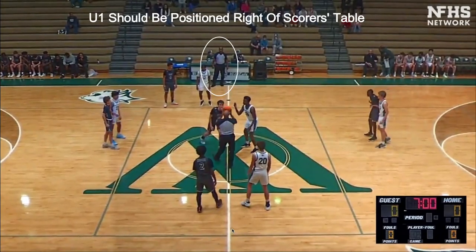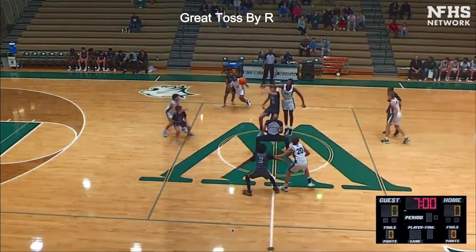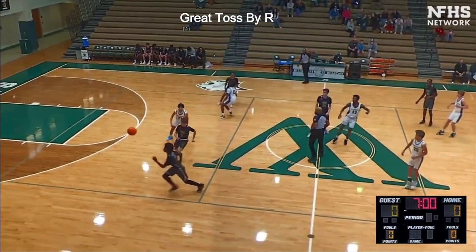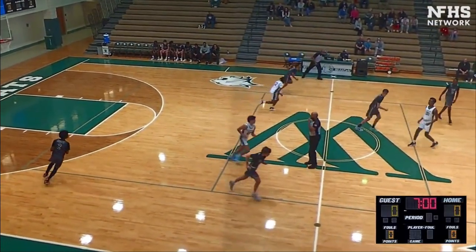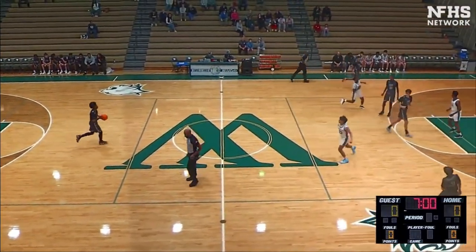U1 should be positioned to the right of the scorer's table. The reason being, you want our scoring and game clock officials to be able to see the jump ball toss being touched by one of the jumpers so they can correctly start the clock and correctly set the alternating possession arrow. This is an outstanding toss by our referee. Our jump ball tosses should be something that we all as officials practice.